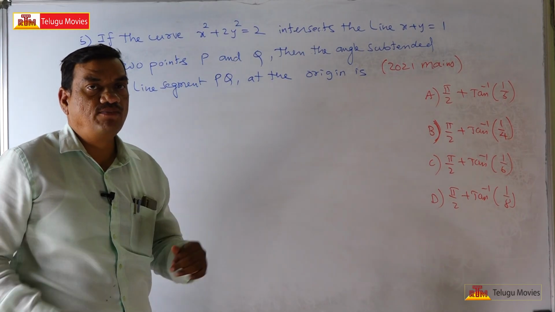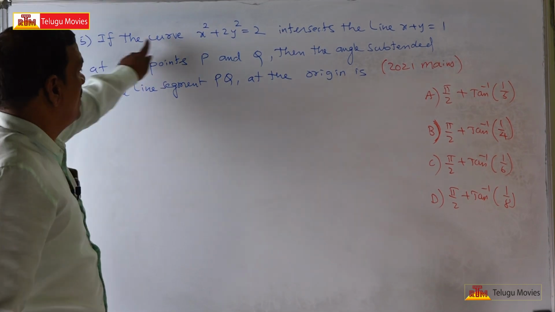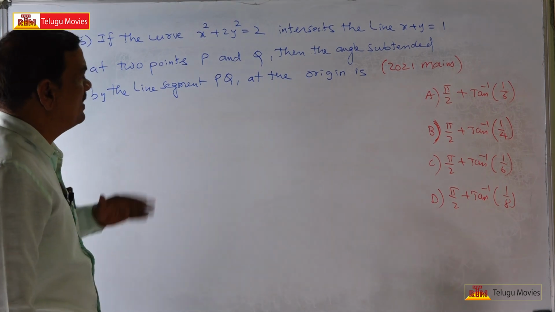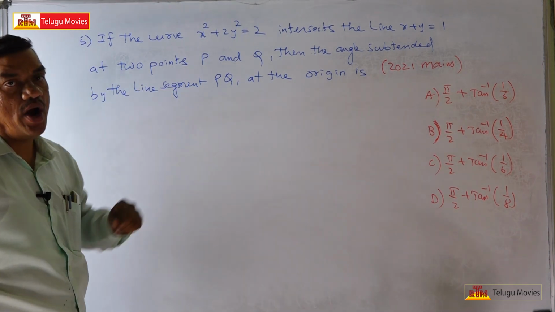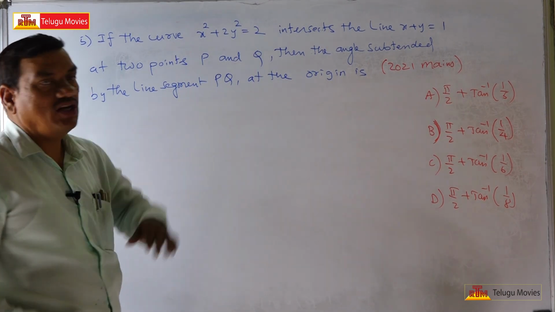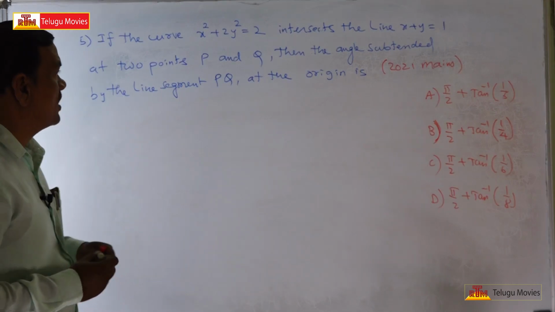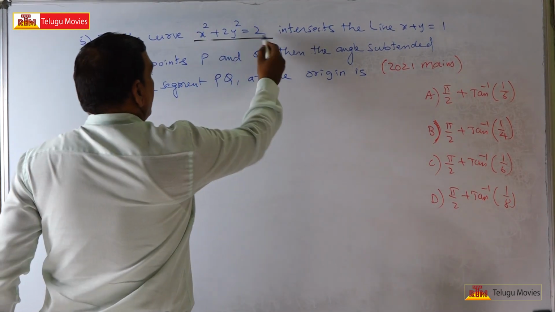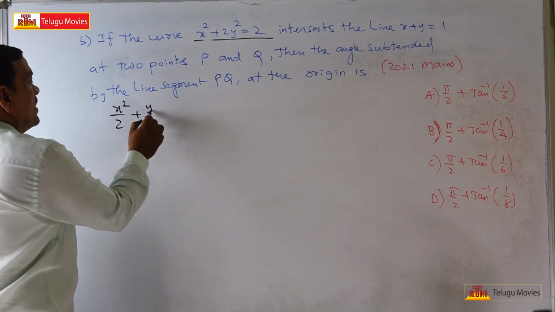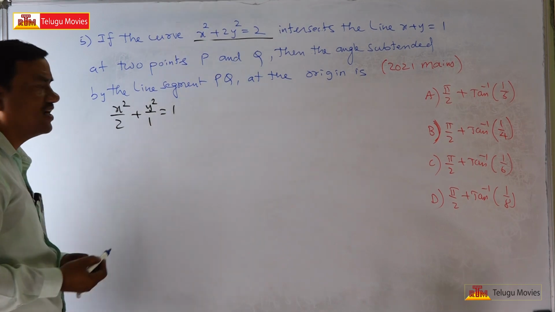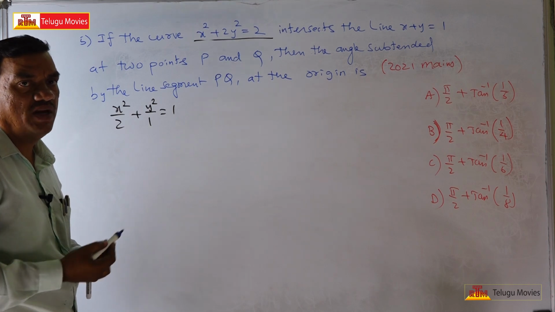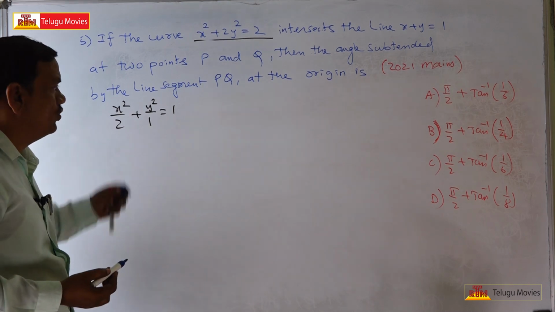Dear students, welcome to the fifth problem. If the curve x square plus 2y square is equal to 2 intersects the line x plus y is equal to 1 at 2 points P and Q, then the angle subtended by the line segment PQ at the origin is. Here there are two curves. The first one is x square plus 2y square is equal to 2, that is x square by 2 plus y square by 1 is equal to 1. So it is clearly an ellipse equation. You can check the conditions of the ellipse, that is eccentricity should be less than 1.